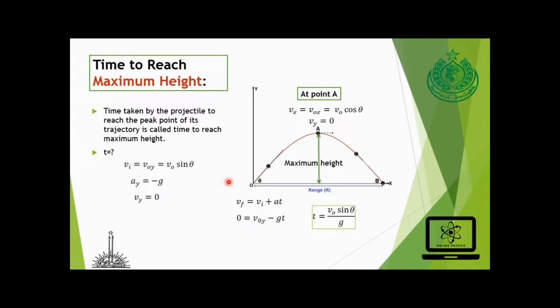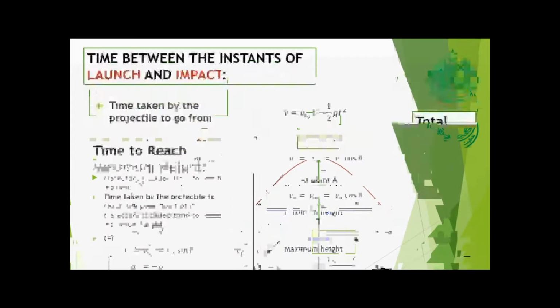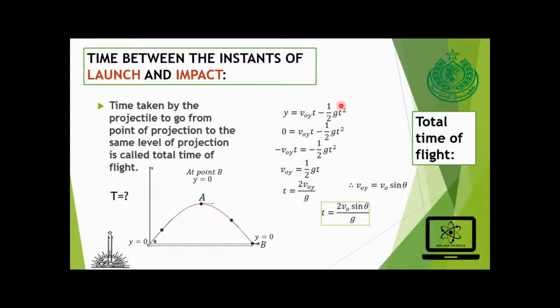So this is vertical motion, so we will take only the vertical component, because we know that the x and y components are independent of each other. So vi is equal to v naught y, which is v naught sine theta, ay is equal to minus g, and vy is equal to 0 at this point. So the first equation of motion becomes 0 is equal to v naught y minus gt, and t becomes v naught sine theta upon g. This is the final expression for the time to reach the maximum height. Time between the instant of launch and impact.